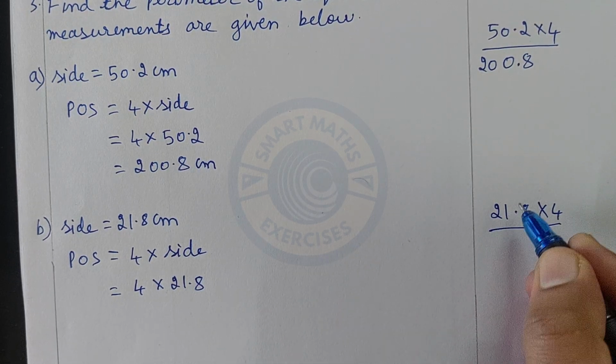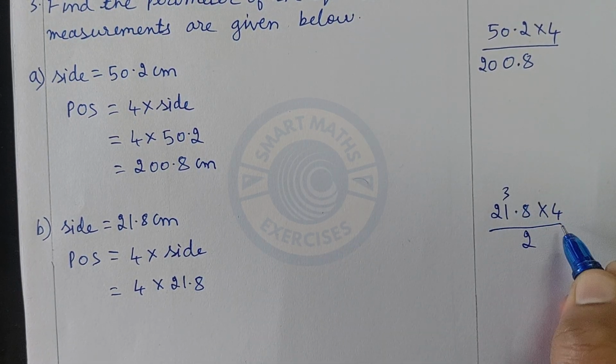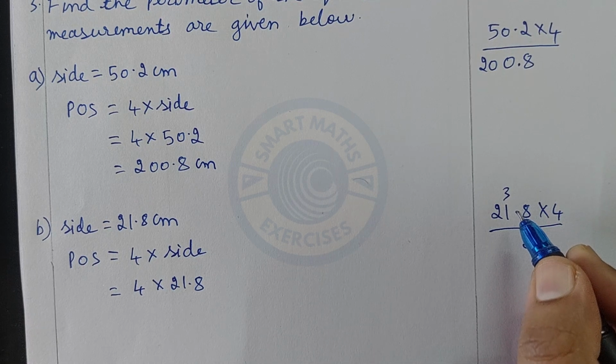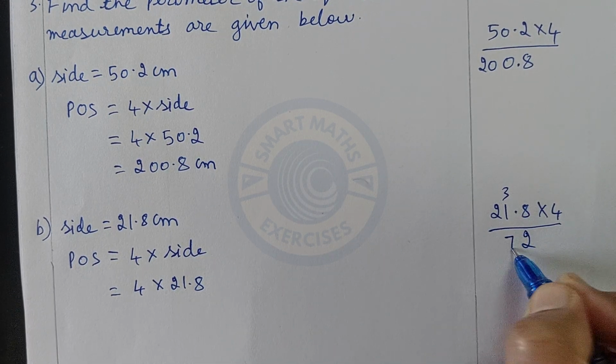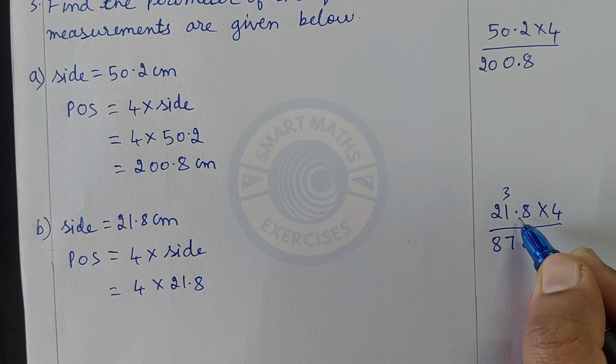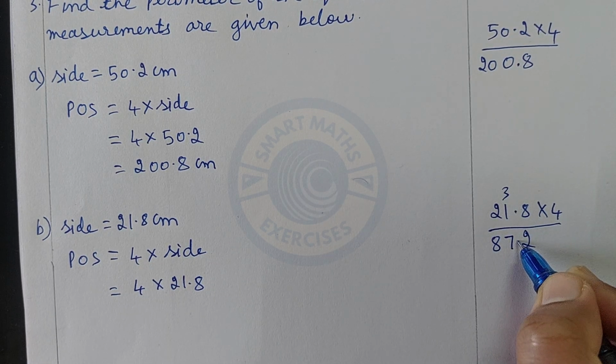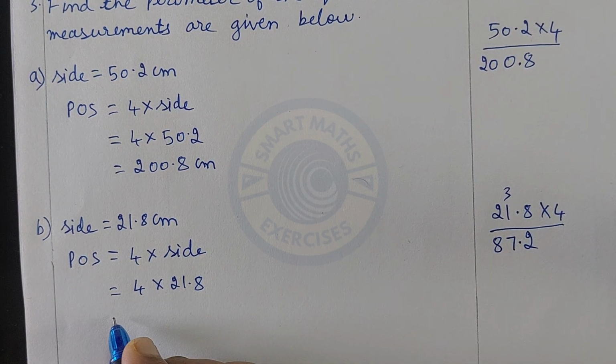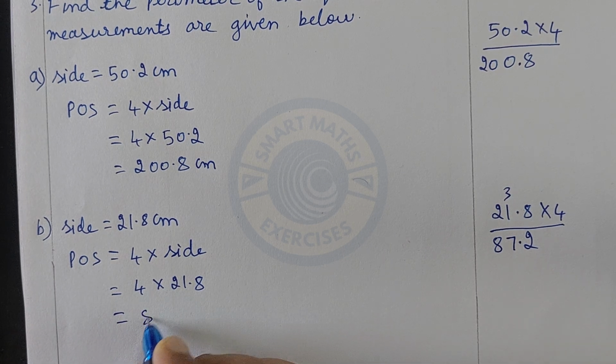4 8s are 32. 4 1s are 4 plus 3, 7. 4 2s are 8. There is decimal point after one number. So it is 87.2 centimeter.